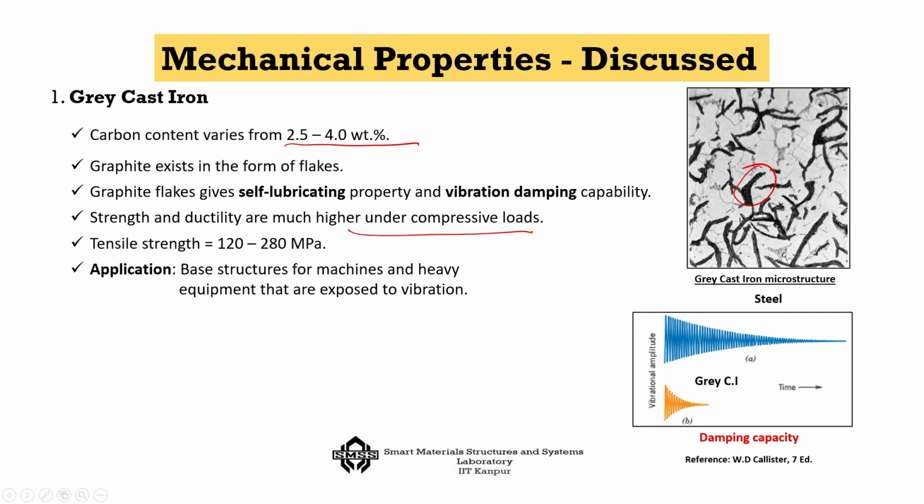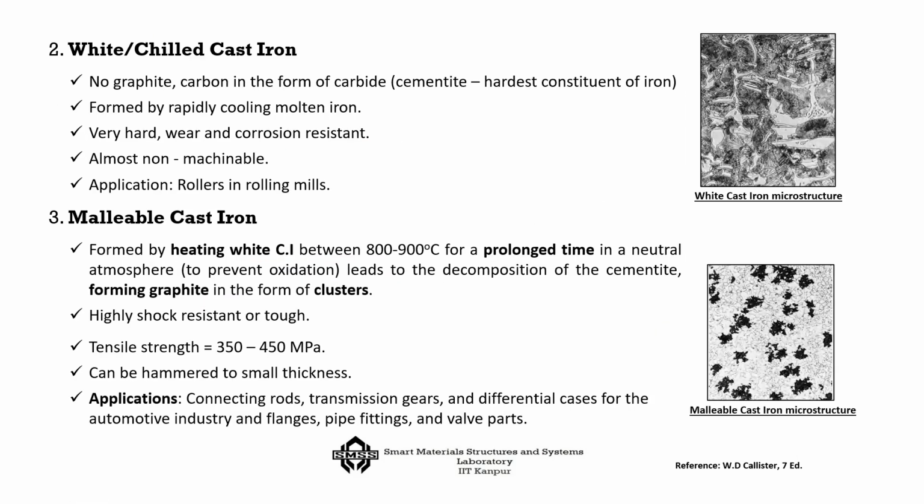So, you can use such a system below the railway lines, because you get good absorption of vibration and reasonable tensile strength, not very high, modest. No wonder it is used for base structures for machines and heavy equipment that are exposed to vibration. We also have white chilled cast iron and malleable cast iron.